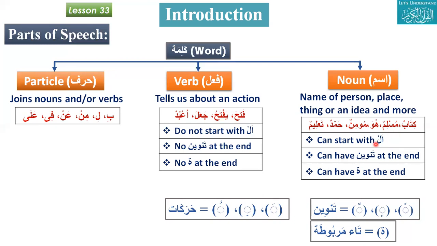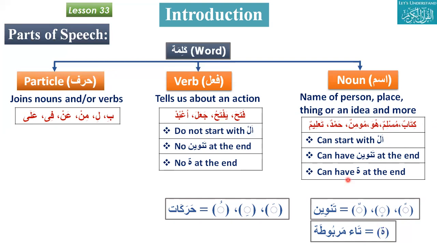And it can start with al, can have tanween at the end, and can have ta marbuta at the end. Opposite of these rules, it can start with al: al kitabu, al muslimu, fatihun, maftuh, mu'min, hamid, hamd. So it can start with al, can have tanween at the end, and can have ta marbuta at the end. This is ta marbuta, we say.